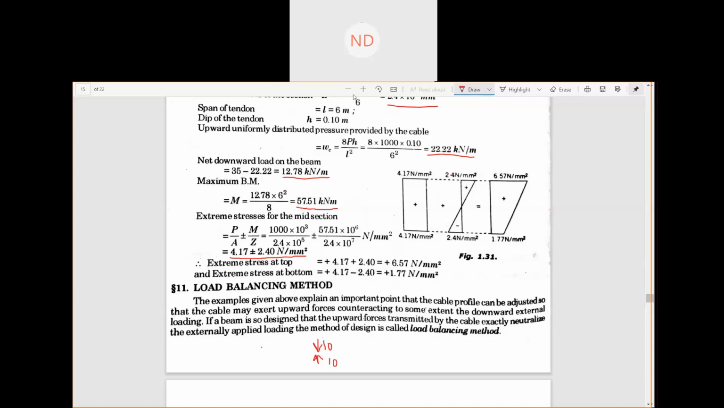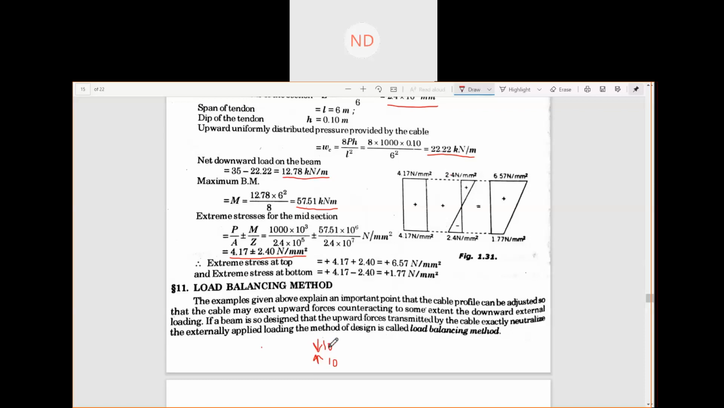Sorry. So what happened is, in the load balancing method we are trying to neutralize the downward load with the upward load. What we are going to do for that is design the profile such that it gives that much upward pressure, so that it can counterbalance this 10 kilonewton.